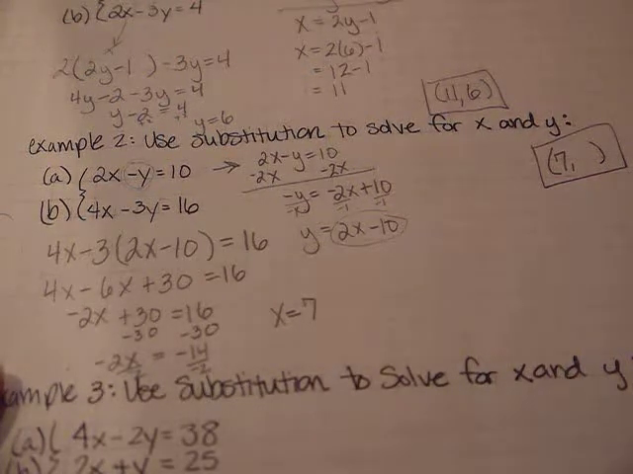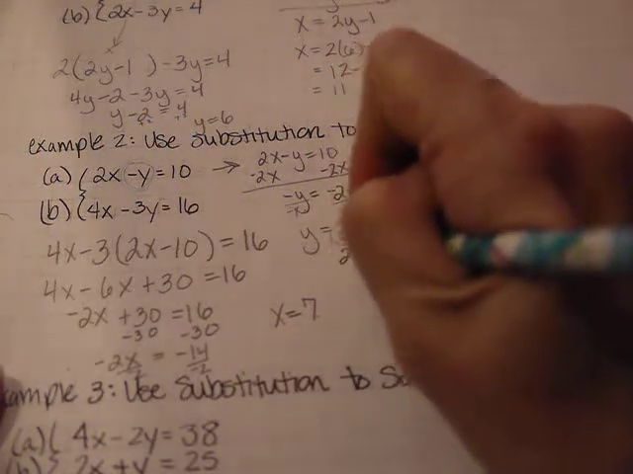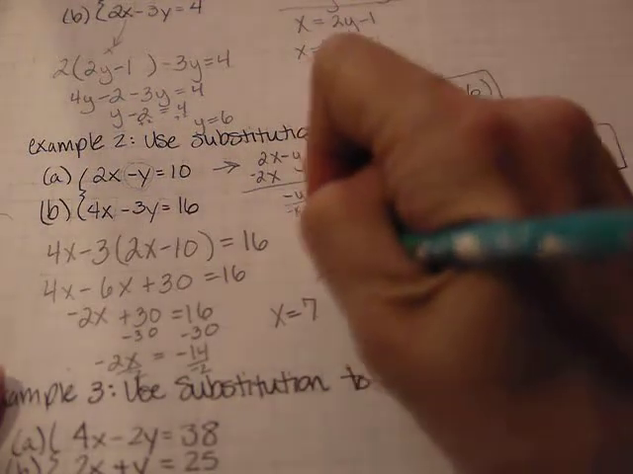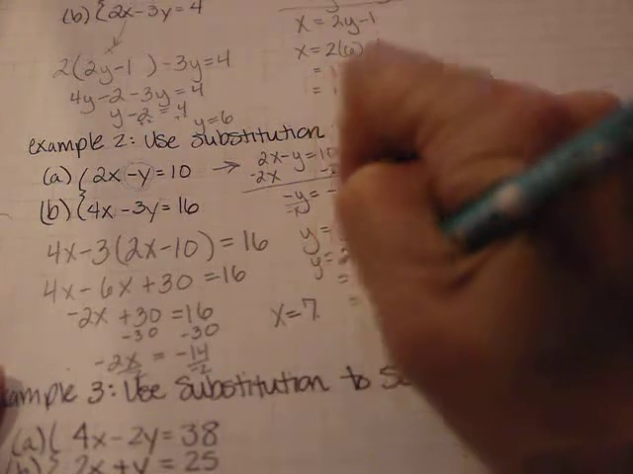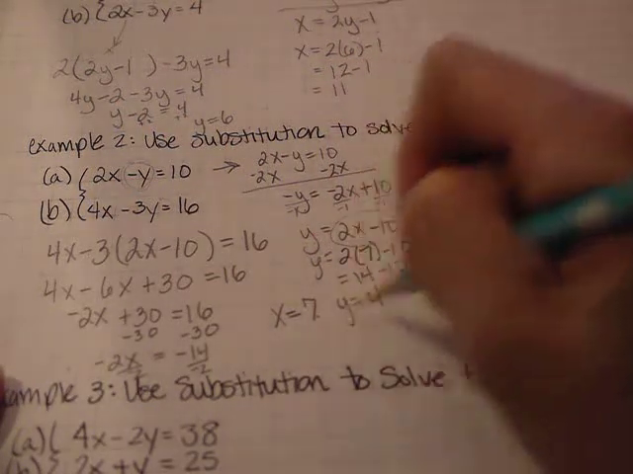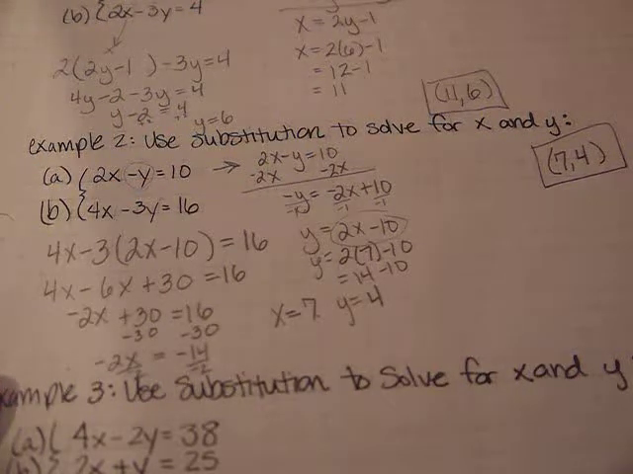Okay, so we've got part of the answer, 7. So let's plug it into up here. 2 times 7 minus 10 equals your y. So we get 14 minus 10 equals 4. Okay, so we just found that y equals 4. And I'm going to put that up there. And now we have our final answer.